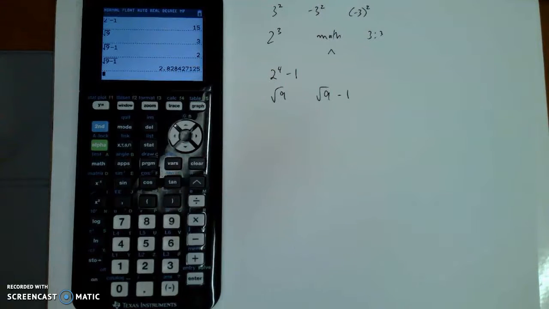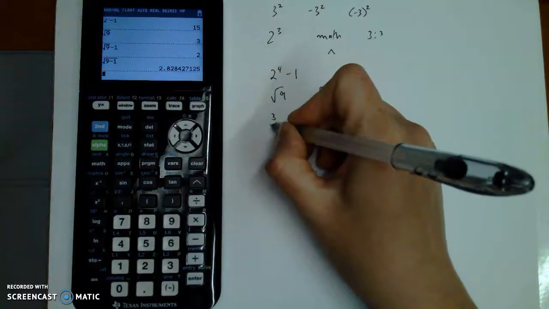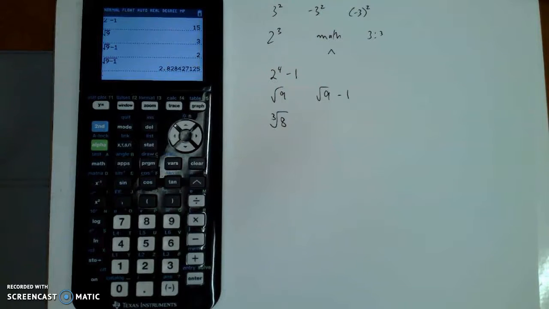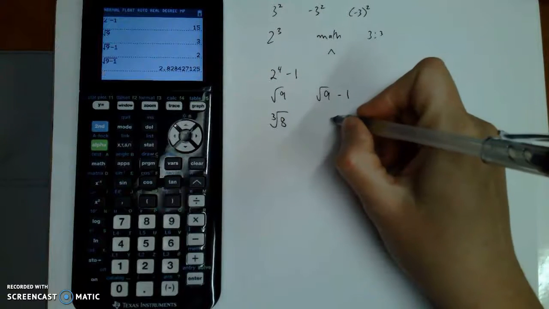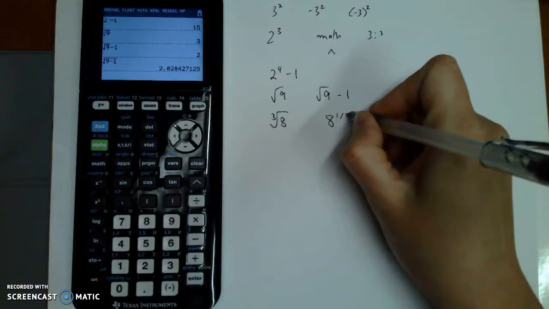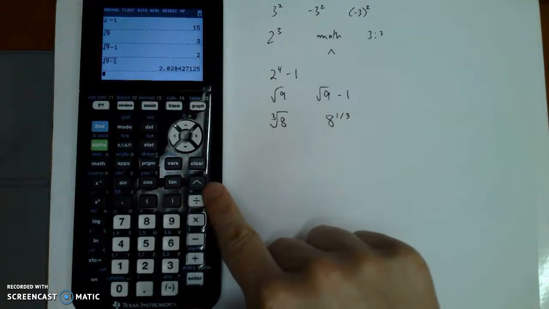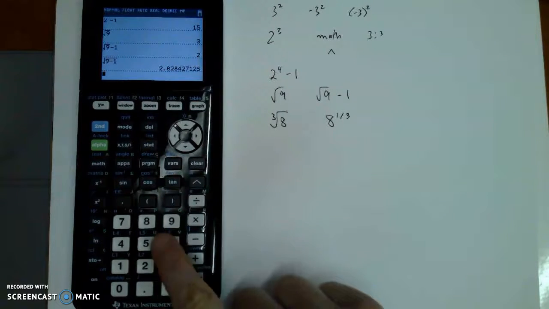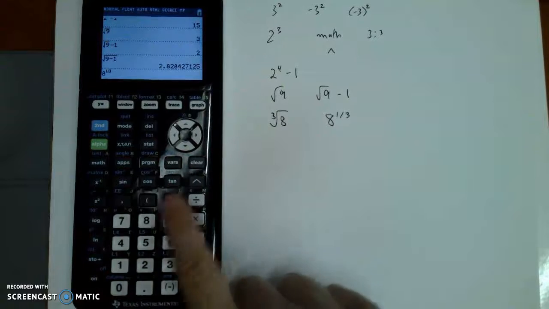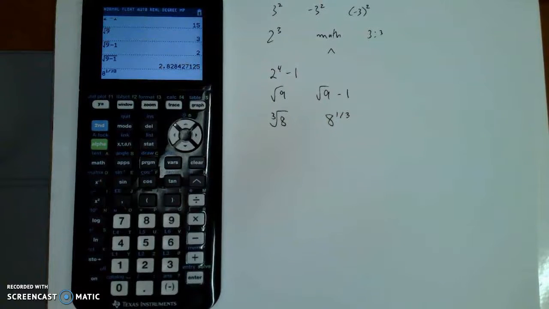Now, what if I want to type another root? What if I want to do the third root of 8? Now, if you remember, that is the same as the 1/3 power, so I could do that with my caret button. So I could type 8 caret. Now, for basic fractions like that, I usually just type it in with the division key. We'll see later how to do a more complicated fraction.